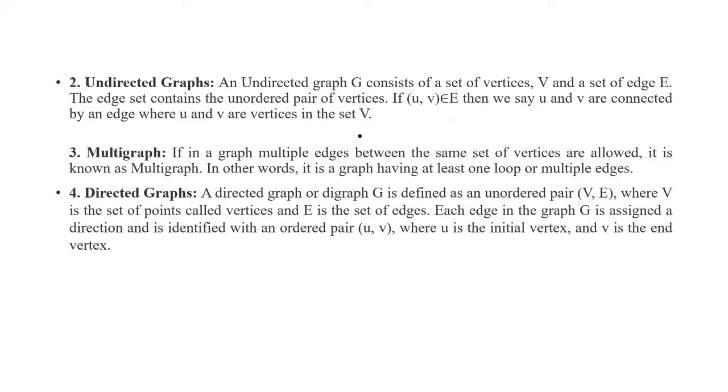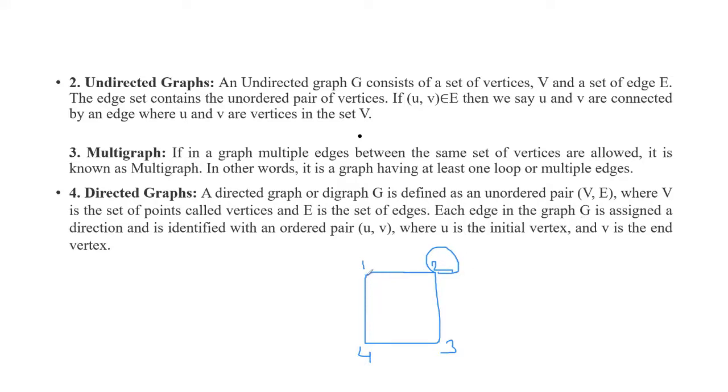And in a multigraph, if multiple edges between the same set of vertices are allowed, it is known as a multigraph. In other words, it is a graph having at least one loop or multiple edges. Suppose this one is your graph, 1, 2, 3, and 4, the 4 vertices. So what is the definition of multigraph? The graph having at least one loop. One loop means this one, right? Loop.